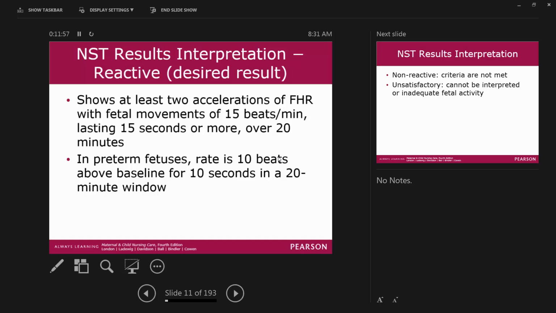And if we find that, if we have those accelerations, then the baby passed the test, okay? But we don't say baby passed their test, we say baby had a reactive non-stress test. So reactive is a positive word. It means positively baby was non-stressed. It's really kind of weird, but you're going to see how this plays out when we look at another test. But if baby passed the test, we have a reactive non-stress test. Okay, our baby is non-stressed.